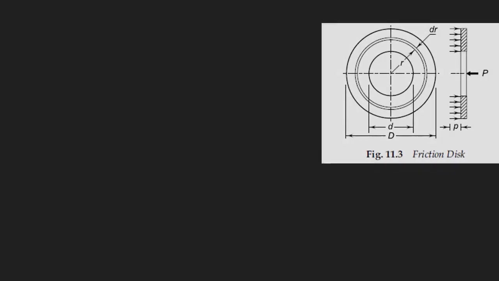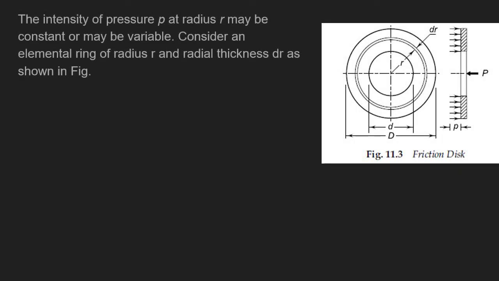Okay, so moving on, we have now assumed that there is an intensity of pressure p at a radius r, where we will take an elemental ring of thickness dr at a radius r, and for this ring that you see, the area will be the circumference 2 pi r into the thickness dr. That will be the surface area.